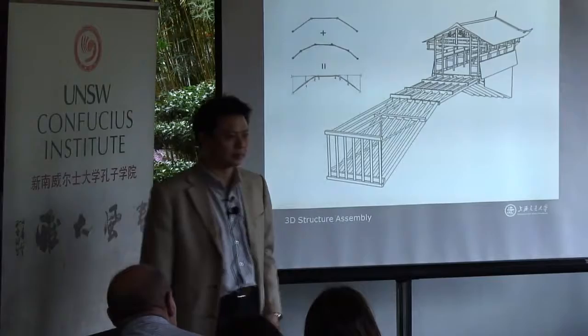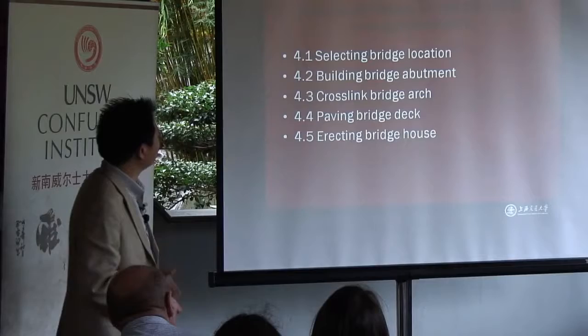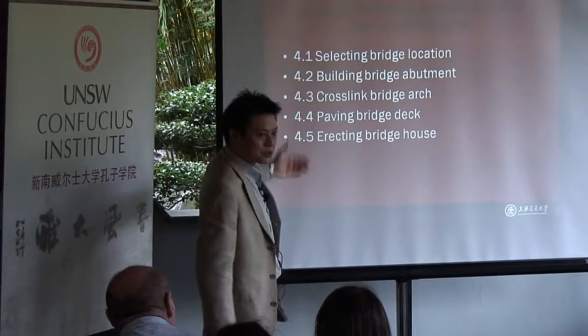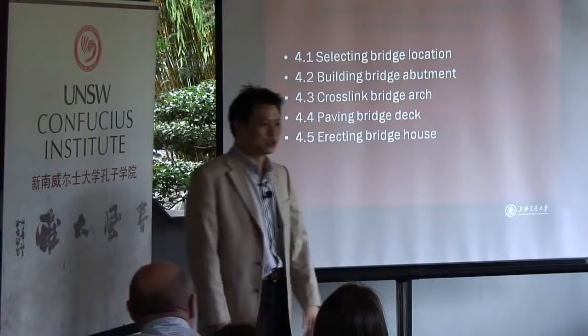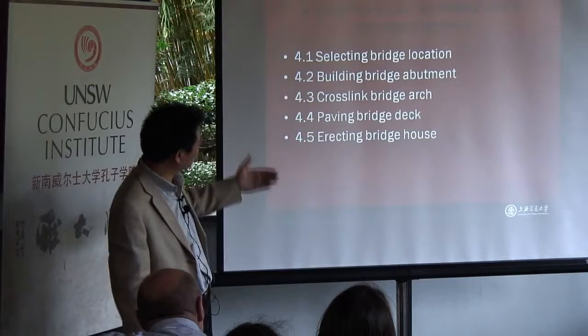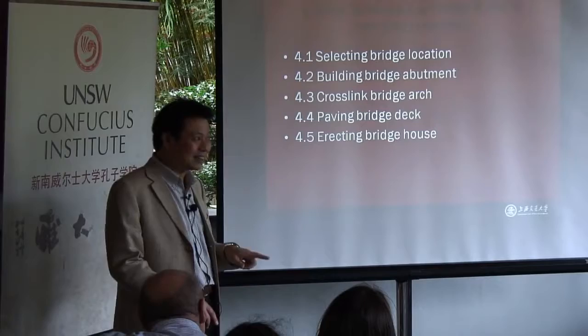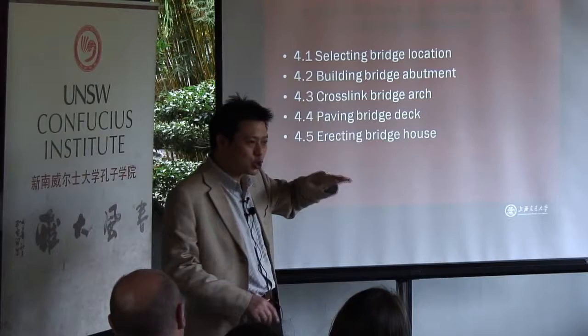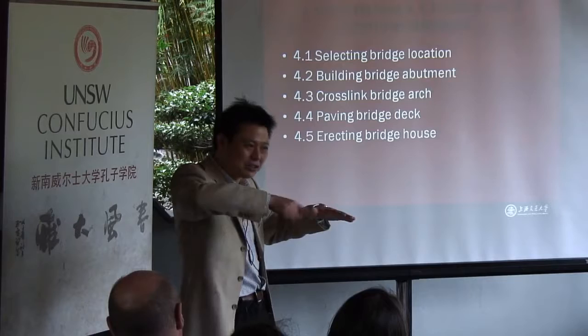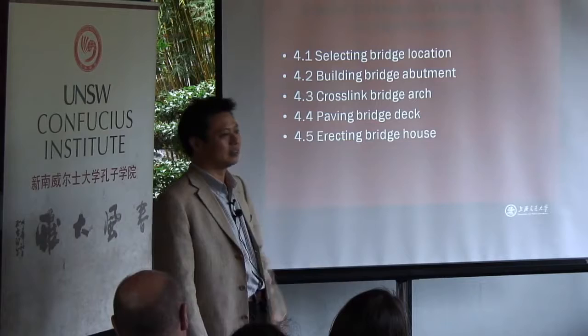How to make a timber arch covered bridge? Generally, there are five steps. The first step, selecting the bridge location. So we need some feng shui master. They will find a good location for the bridge. But it's not only about the bridge situation. It's also about keeping the whole village safe and fortunate. So this is Chinese culture. It's very interesting, it's very mysterious.